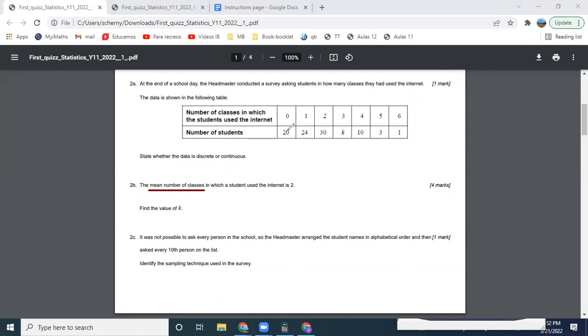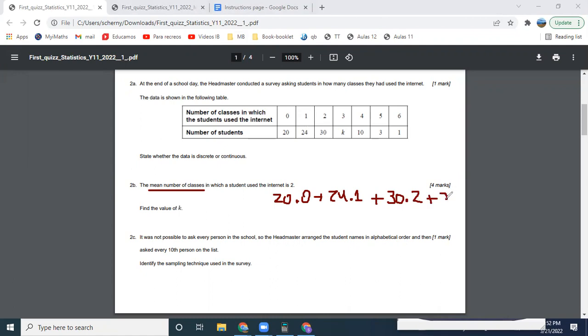What we must do is add up all the classes in total and then divide it by the number of students, right? Like every time we calculate the mean. So we must do 20 times 4 plus 24 times 1. Why? Because for these 24 students, they add up to 1 class each. And then these 30 students add up to 2 classes each, and so on, right?